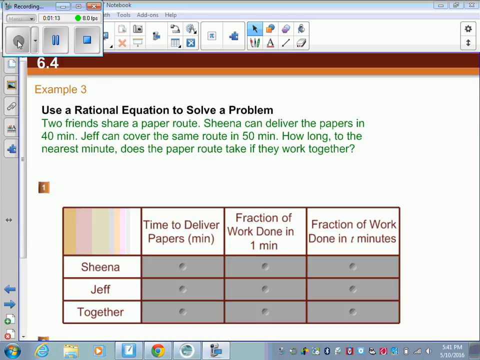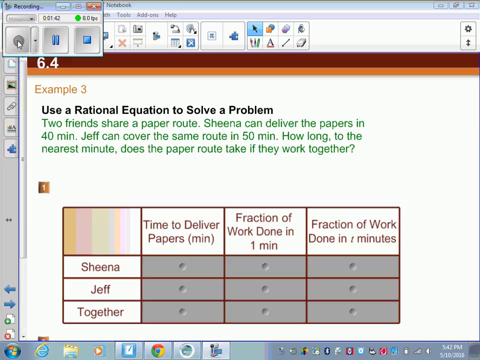So basically what I like to think about with this one is how much work each person is doing. What share of the work are they doing? Some people obviously have a slower rate. For example, in this one, two friends, Sheena can do it in 40 minutes, but the same route takes Jeff 50. That means he must be going a little bit slower. So when they're working together, he's not going to be picking up as much of the work as Sheena would be.